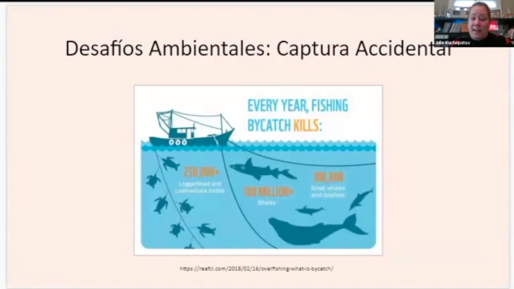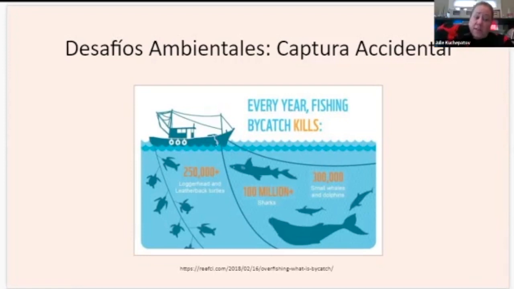So bycatch. So this is also a threat to the environmental sustainability of fish stocks. Otro desafío ambiental es la captura accidental de las especies. And bycatch is the capture of non-target species such as dolphins, whales, turtles, other fish, or seabirds. So, la captura accidental ocurre cuando distintas especies que no son el objetivo caen dentro de las trampas, y esto pueden ser desde delfines, otro tipo de especies de peces, ballenas o tortugas, etc.